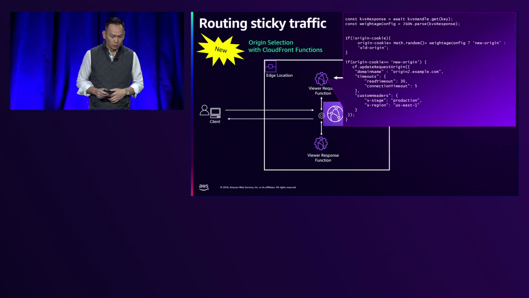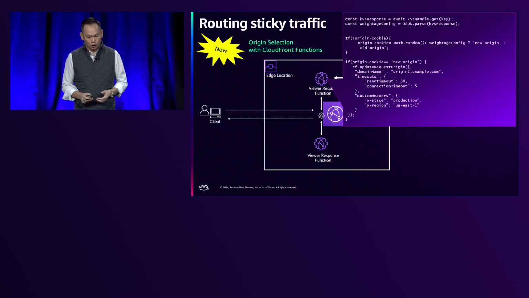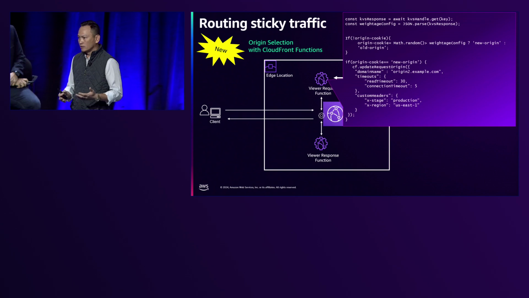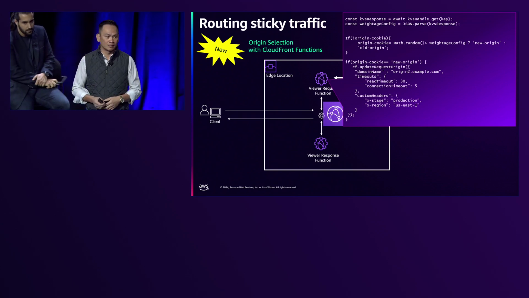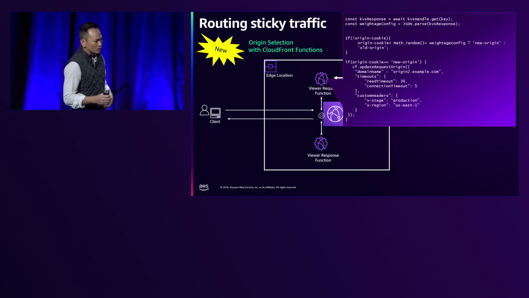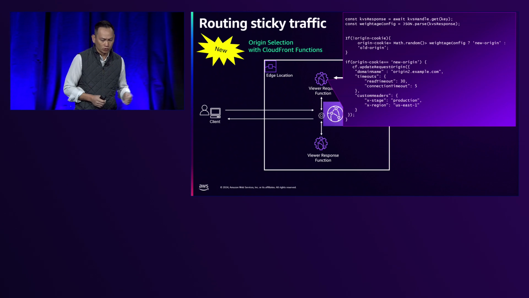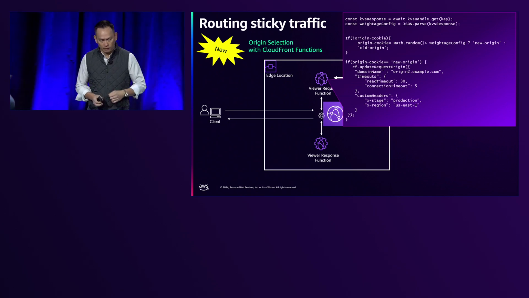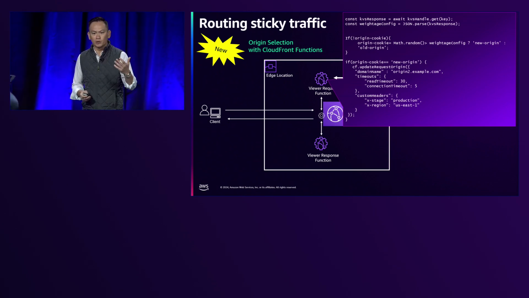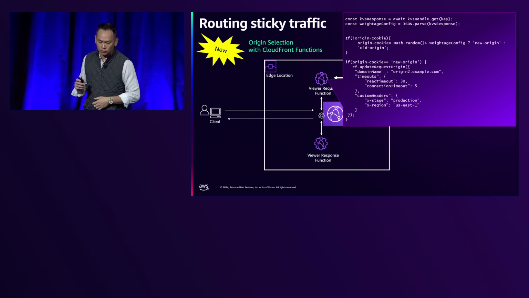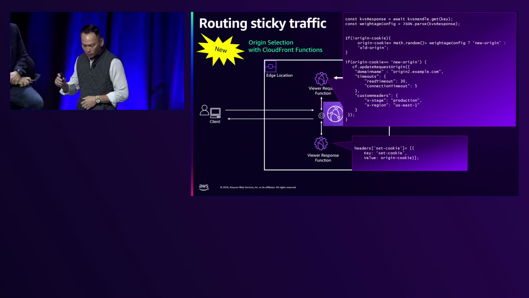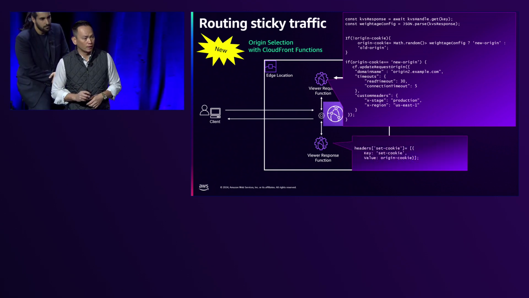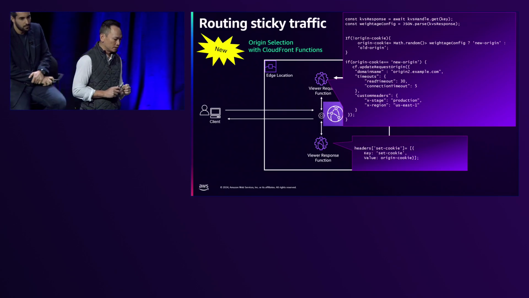In this case, we will actually write some function code to look up a weighting policy that we might have, right? Maybe we want to send 10% of our traffic. You can change this and update it and configure it through Key Value Store to the new origin. And then based on that, assign a cookie to that session and then route the traffic accordingly. On the way back, you can set that cookie if it doesn't already exist.